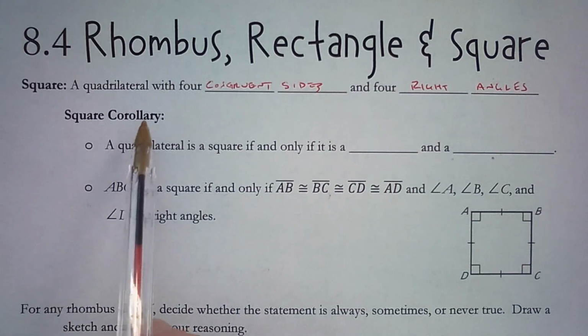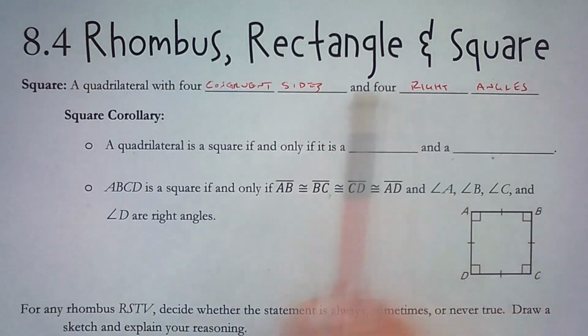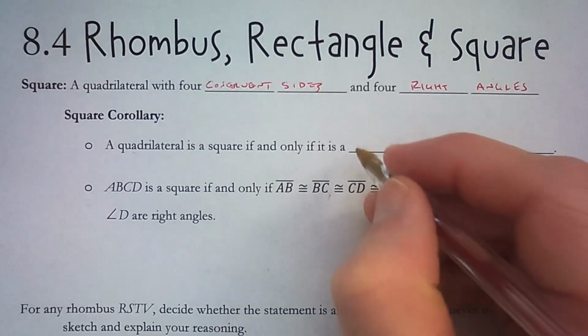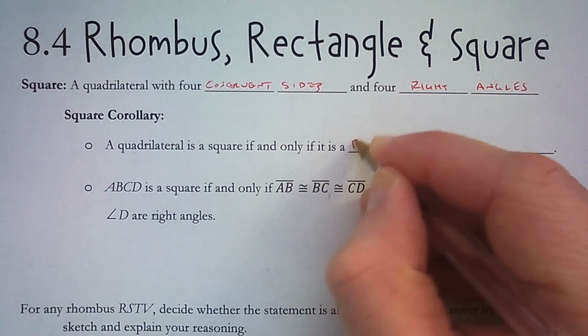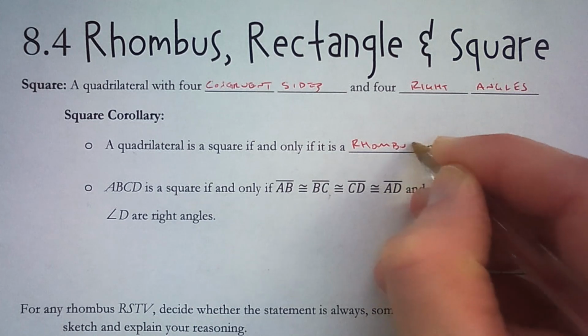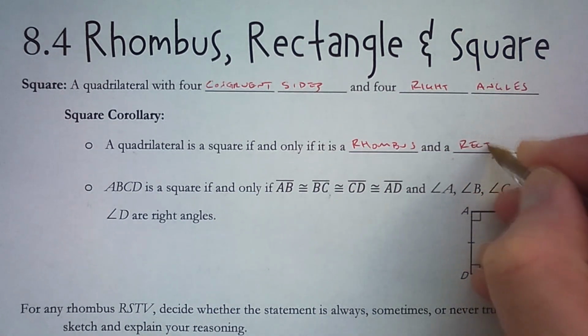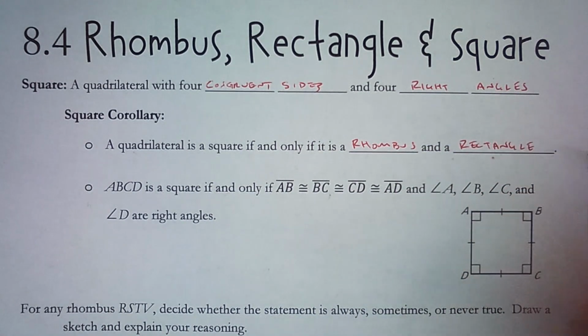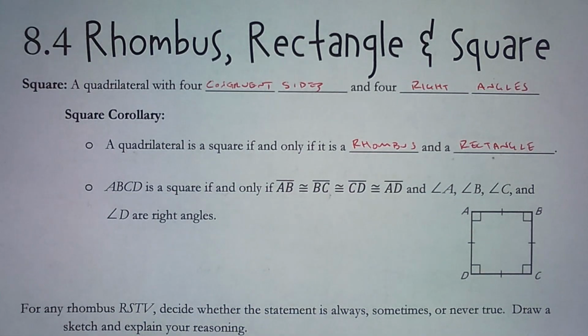So the square corollary, logically following this previous statement: a quadrilateral is a square if and only if it is both a rhombus and a rectangle. Which means that every property of a parallelogram, a rhombus, and a rectangle will apply to a square. So ABCD here is a square if and only if all 4 sides are congruent and all 4 angles are right angles.